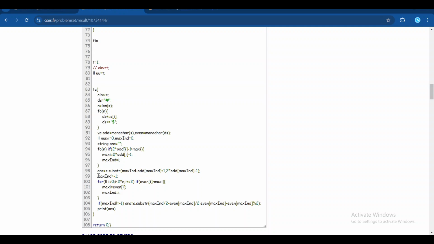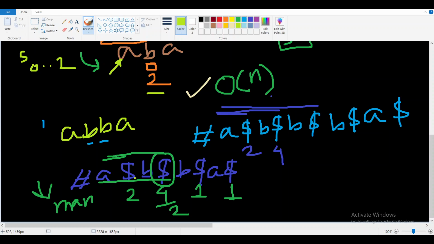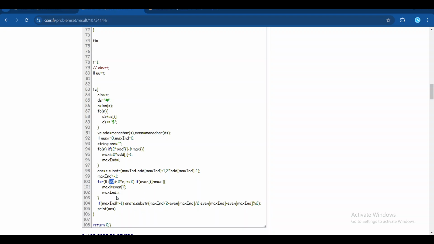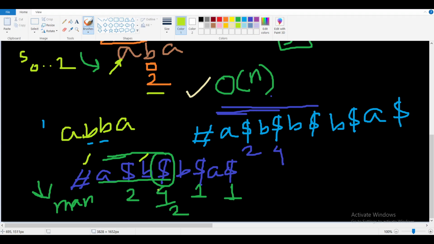Now we are coming to the even part. Okay, so for the even part, we are only checking the dollars. So dollars are present at the 0th index, 2nd index, 4th index, like that. We will not check the original characters, right? We'll check the dollar or hashes. Okay, you can start from 2 also. If even I, the length of the string will be even I. Okay, the length of the palindrome will be even I.